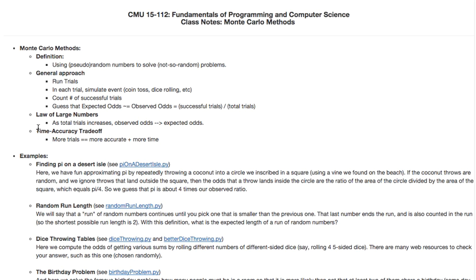And that gives us this time accuracy trade-off. For Monte Carlo methods, you can be more accurate. It only costs you more time. And one of the arts of using Monte Carlo methods is to get to be sensitive to this trade-off and choose a number of trials that gives you sufficient accuracy without taking excessive time.